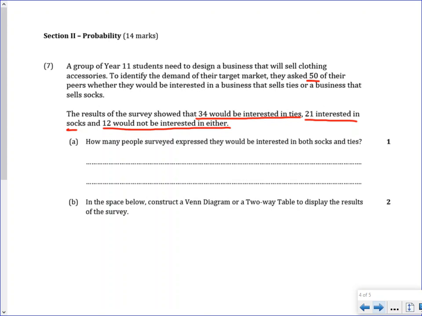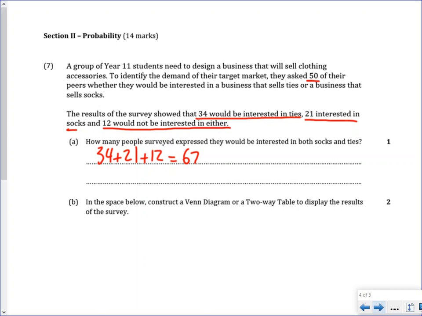So how many people surveyed expressed that they would be interested in both ties and socks? Well, what we need to do here is first of all count how many votes there were in total. If we do 34 plus 21 plus 12, that gives me 67, I believe.